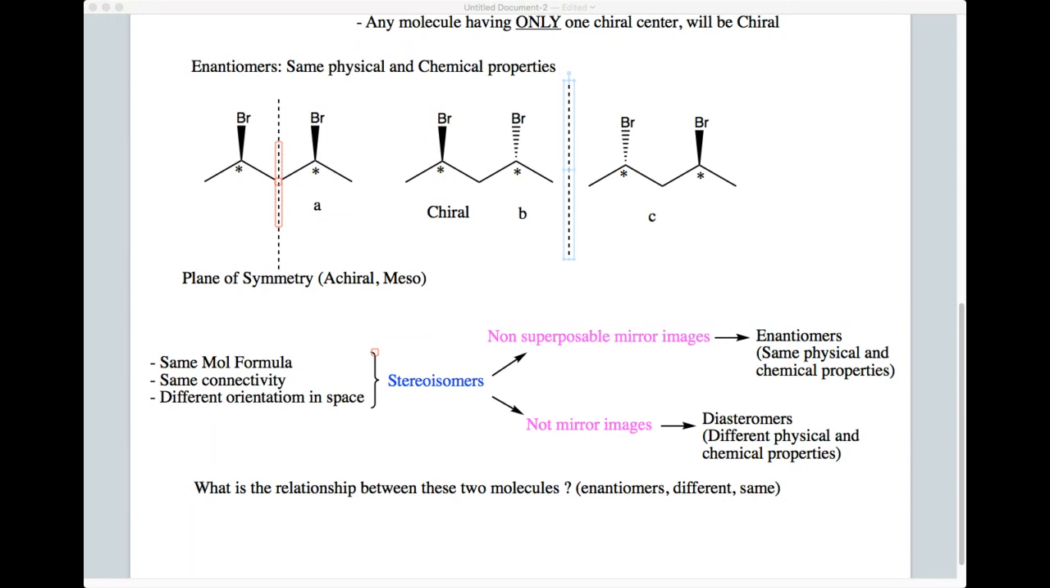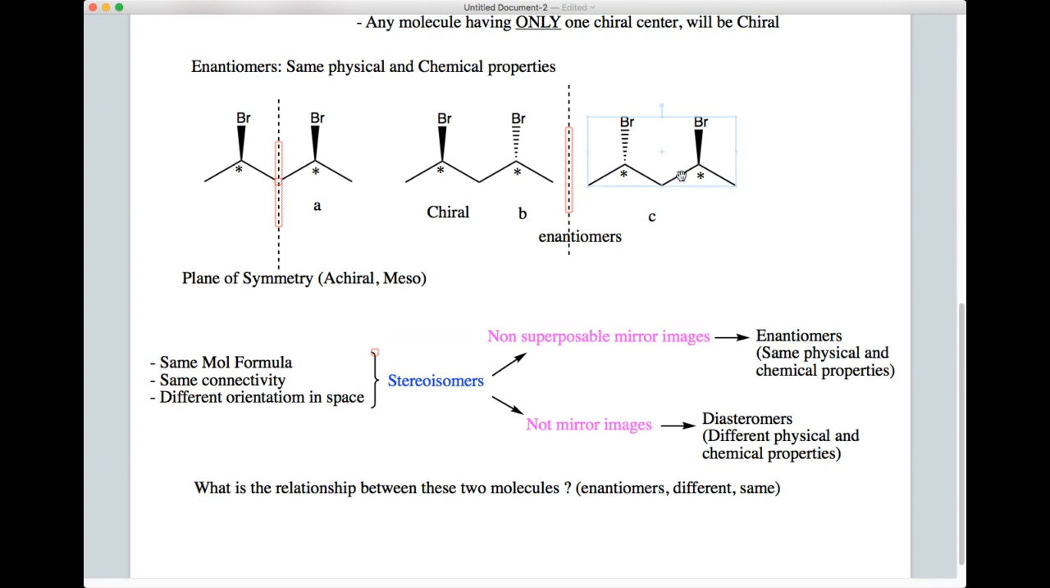They are mirror images. Can I superpose them? They don't match, right? So what's the relationship between these two? They are enantiomers. Okay, B and C are enantiomers. What is the relationship between A and C? So A and C are indeed diastereomers.